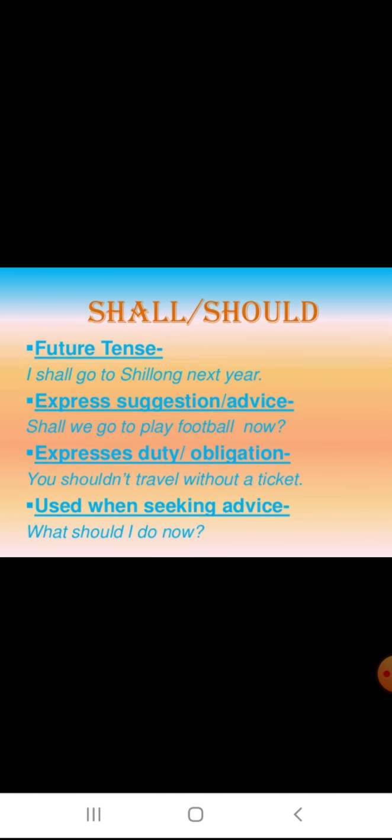So for shall and should we use for future tense. Shall I go to Shillong next year? Express suggestion or advice. Shall we go to play football now? Express duty or obligation. You should not travel without a ticket. Used when seeking advice. What should I do now? For these things we can use shall or should.